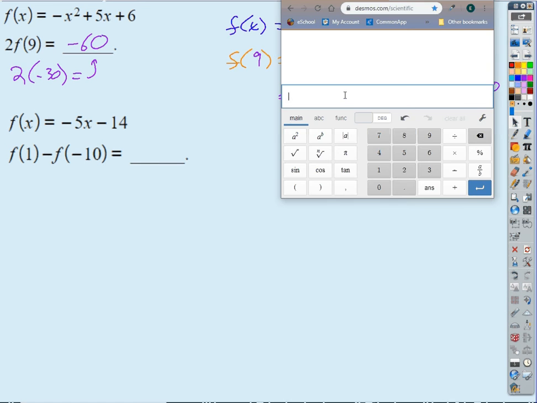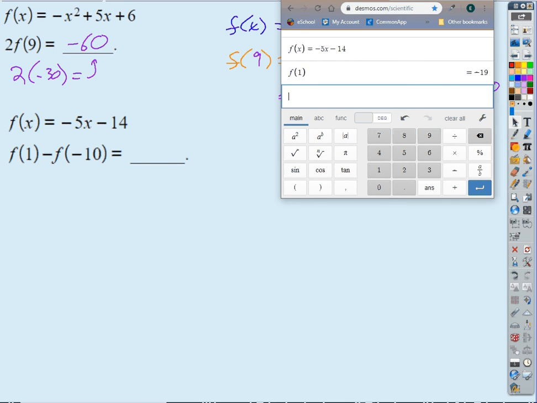You tell me, what do I do? If I want to do that one using f of x equals... Okay, I got to define the function. f of x equals negative 5x minus 14. Now what? And then we do the f of 1 minus... Okay, I could do f of 1, and I get a number, negative 19, right?